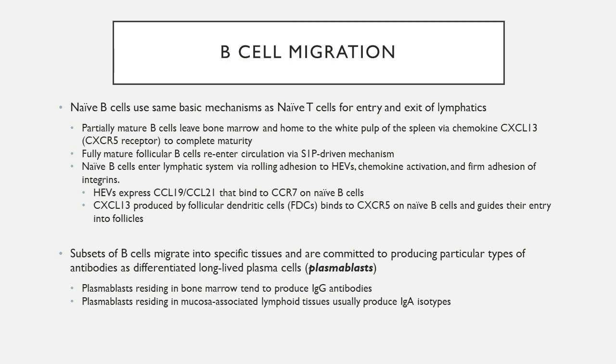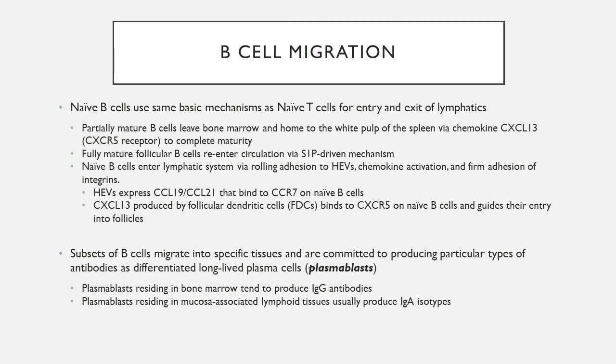Now from there, different subsets of B cells go into different parts of the body, and different ones produce different antibodies, which we'll learn about, I think, in one of the later chapters. But these long-lived, fully differentiated plasma cells, called plasmablasts, are what produce these antibodies. So ones that reside in the bone marrow tend to produce IgG antibodies, and ones that reside in the mucosal-associated lymphoid tissues will produce IgA. So we'll learn all about the different functions of the antibodies later, but that's a nice simplified version of B cell migration. Again, it follows a lot of the same mechanisms as T cells.